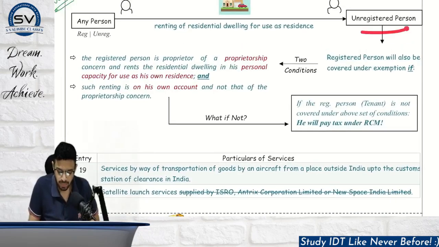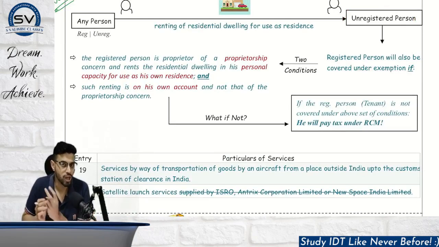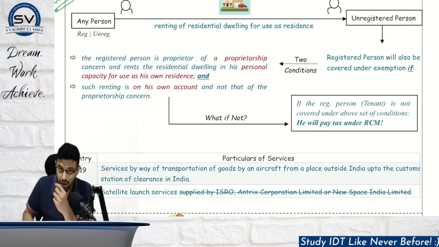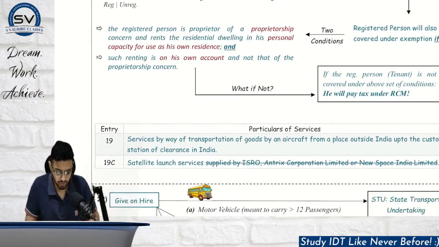If the recipient is a registered person, he can also be covered in the exemption provided two conditions are complied with. So basically, if the recipient is an unregistered person, you don't need to check any kind of condition. But if the recipient happens to be a registered person, you have to check two conditions. If those conditions are complied with, yes, GST will be exempt. If not, GST will be taxable plus RCM will apply, so that registered person will pay tax. Let's see the two conditions first.